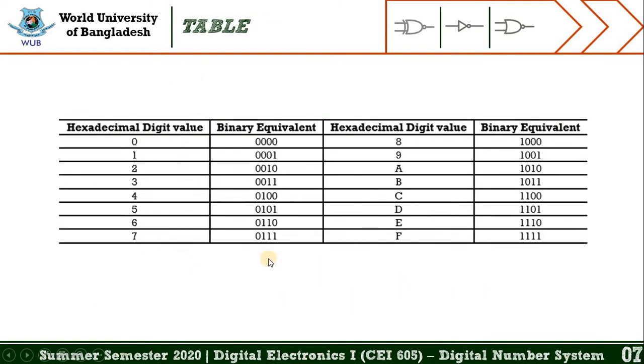This slide represents a conversion table between hexadecimal numbers and equivalent binary numbers. If you choose a hexadecimal number from the table like 6, the equivalent binary number of this hexadecimal 6 is 0110. If we choose another hexadecimal number from the table, say D, the alphabet D, and convert it into a binary number, then you will get 1101. So let's move into the next slide.